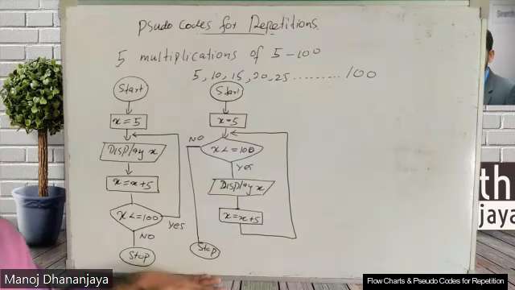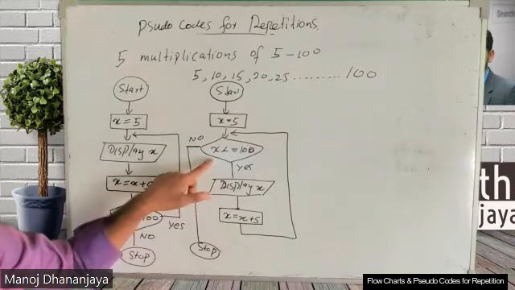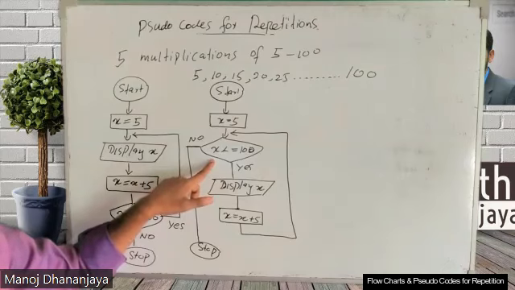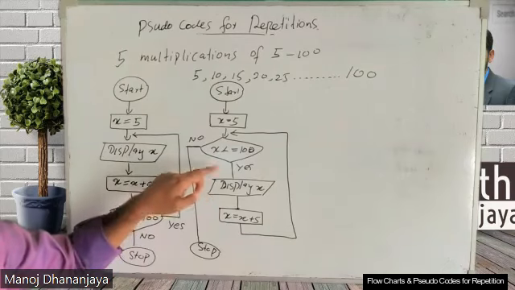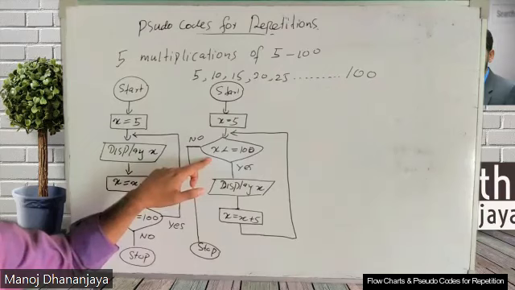Now in while and while, there's a rule. There's one feature of while and while repetition: conditions will be checked at the beginning. Here, in the second one, you can understand it, no? The condition is checked at the beginning.